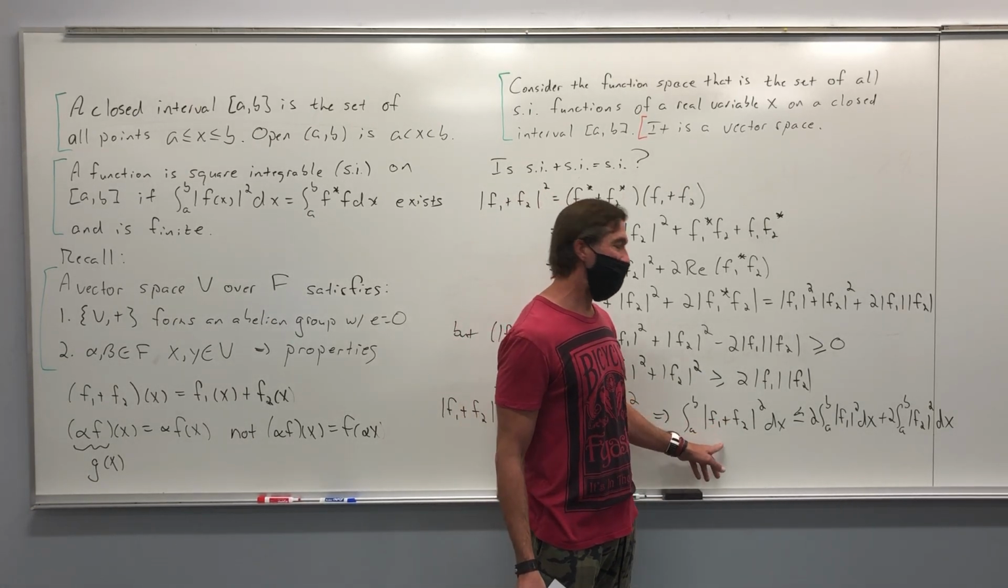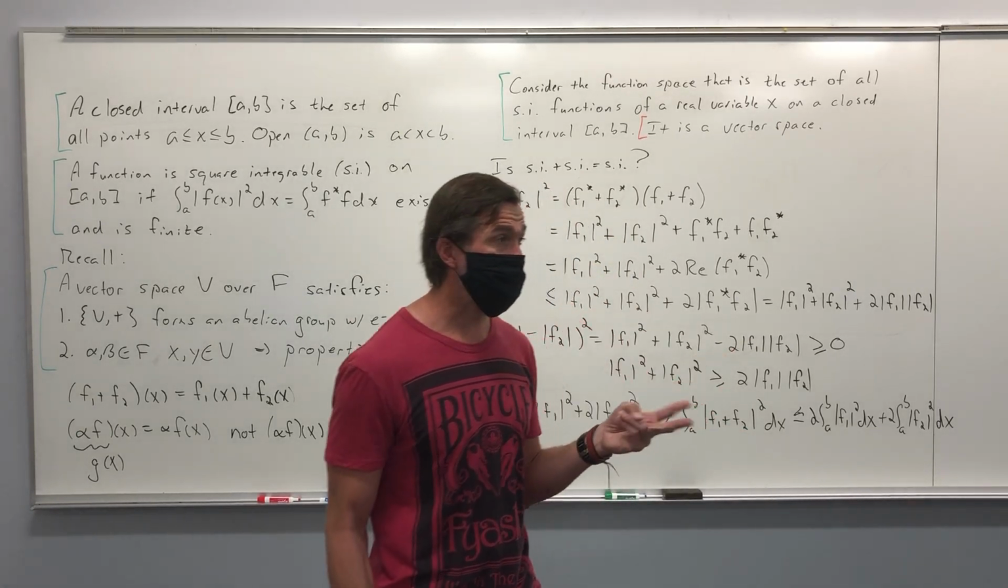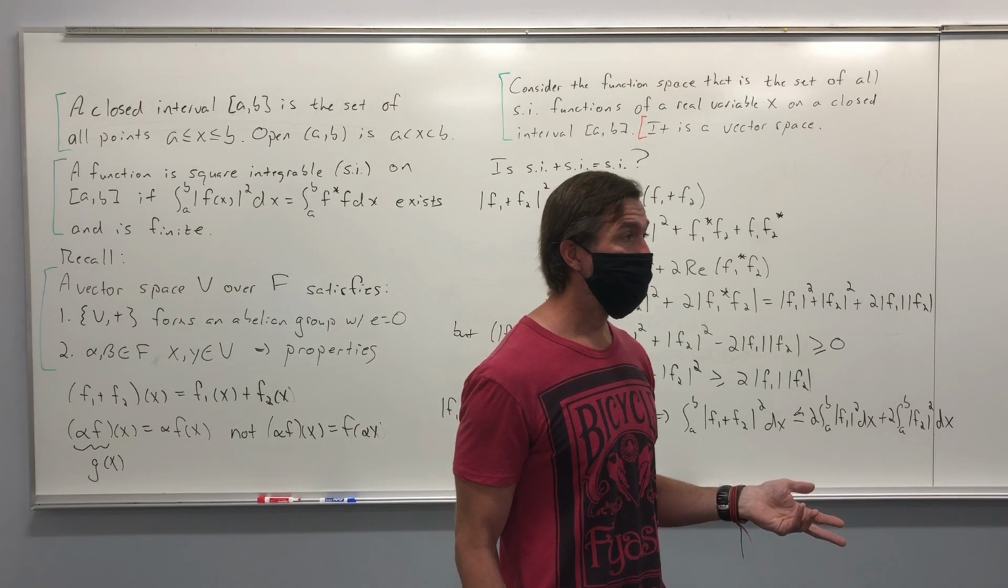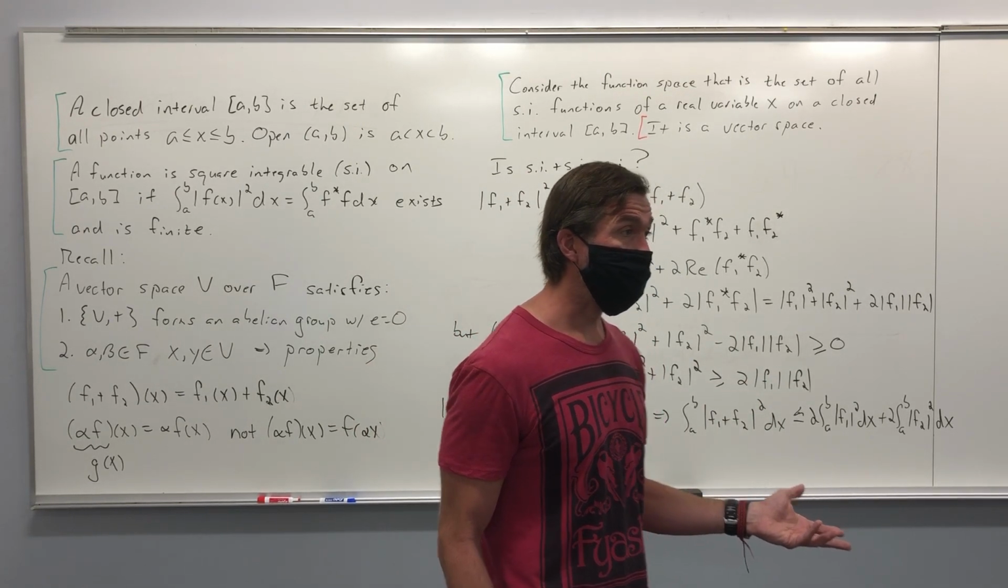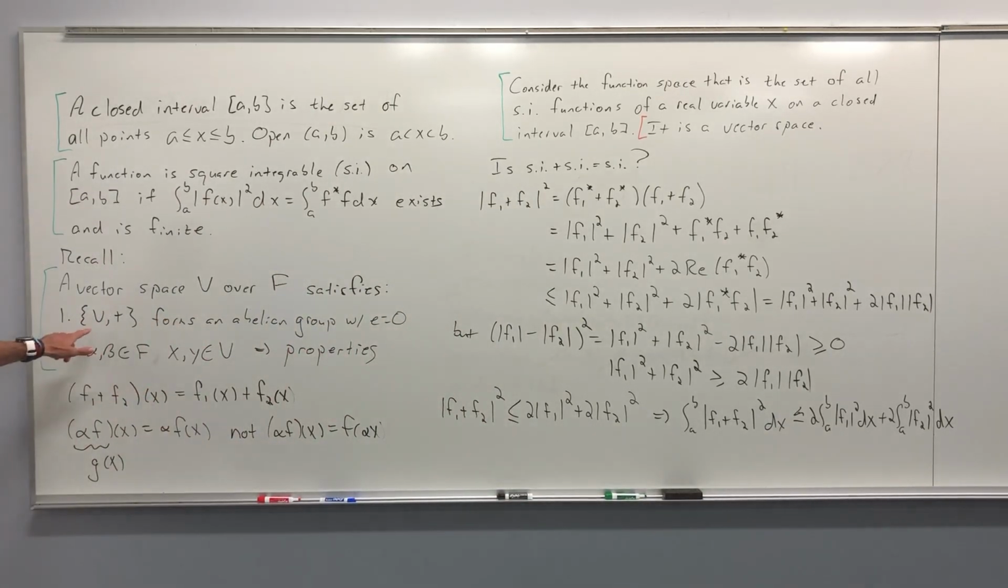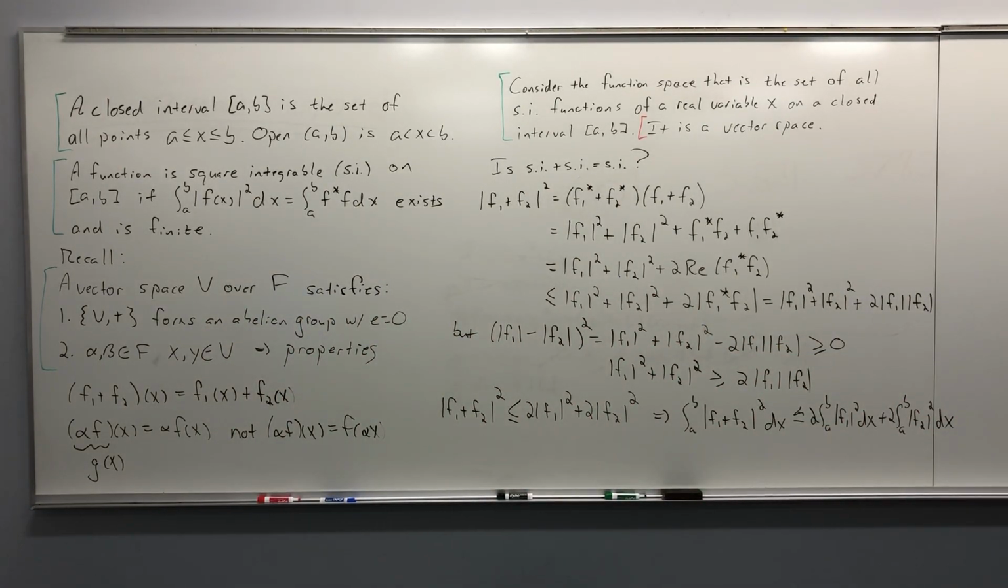So what we've just proven is that the sum of two square integrable functions is itself square integrable. That is, this is closure, which is one of the key elements in demonstrating that you have a group. Okay? We all on board? Good.